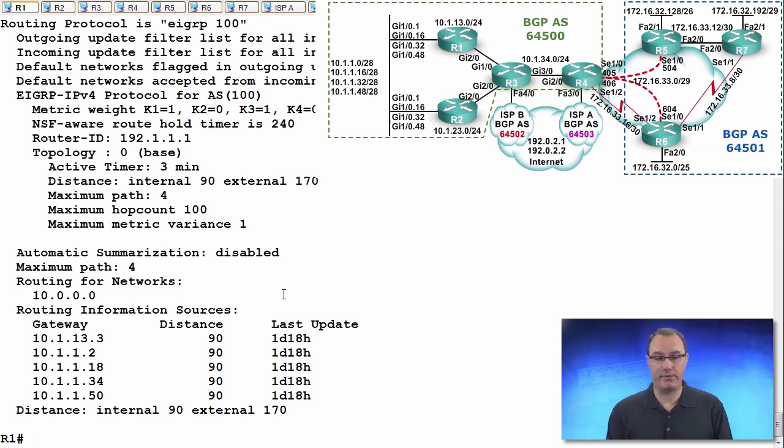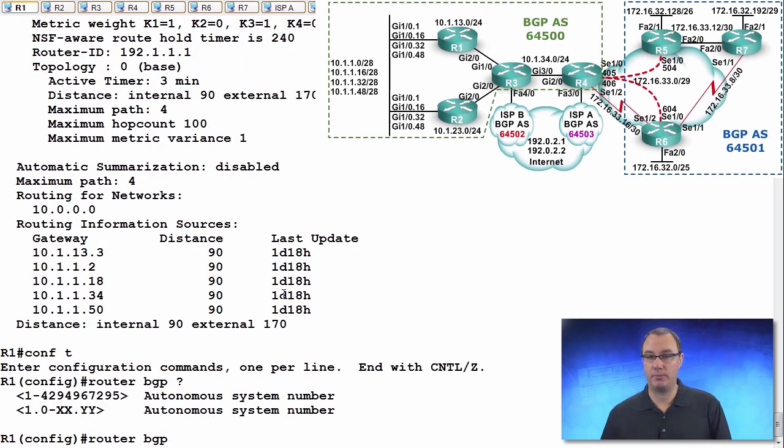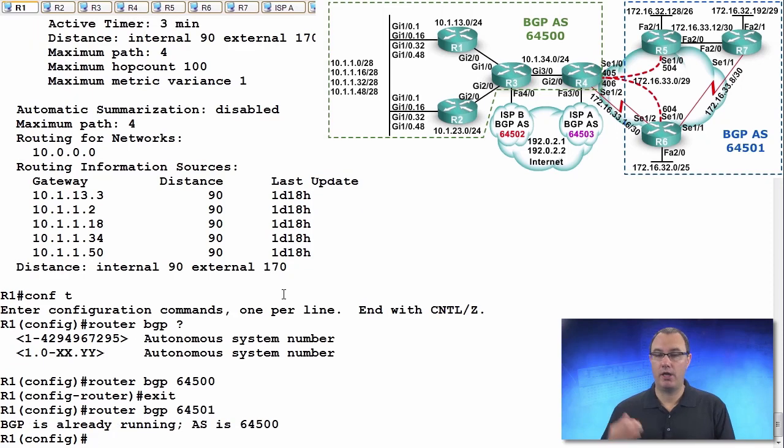And I have that. And so if I'm going to do things like define the BGP process, I would say router BGP question mark, and I can choose an autonomous system number. And so if I'm doing this on R1, I would choose the number 64500. And I want you to see something. Am I going to be able to put in two different autonomous systems? The answer is no. I'm not able to do that.